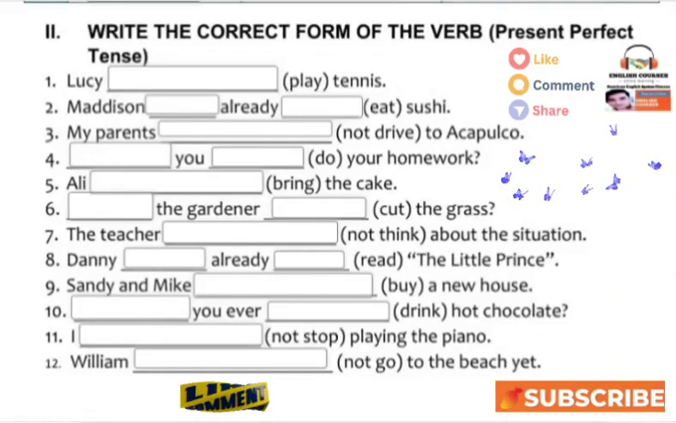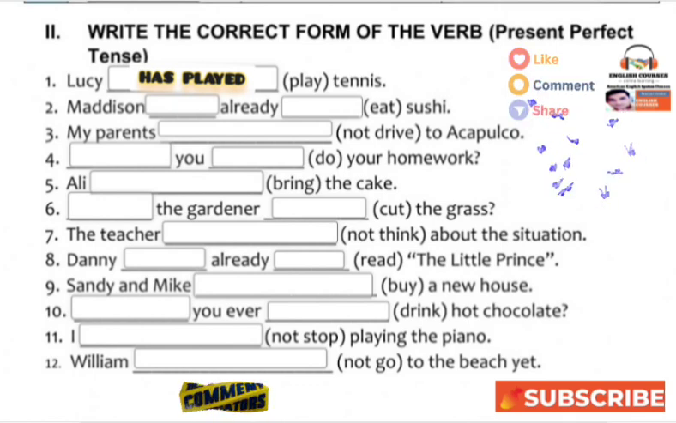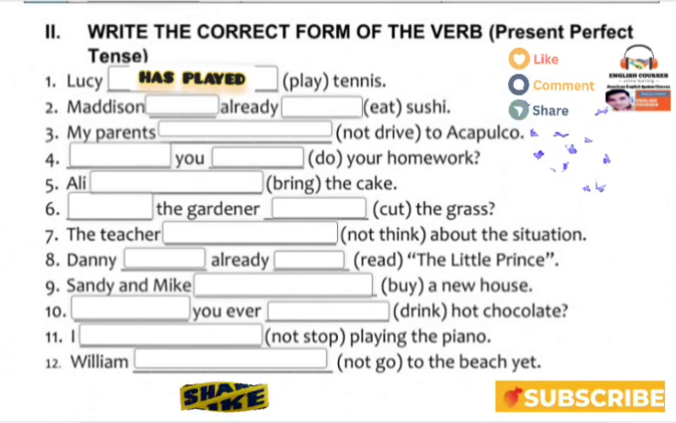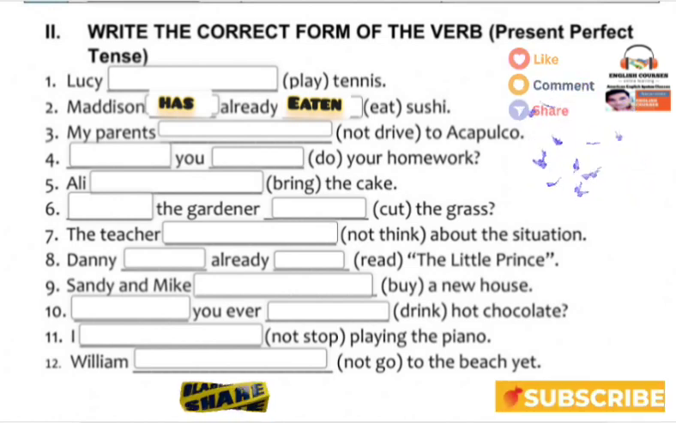In today's class, we are going to learn how to fill in the blanks in present perfect tense. In question number 1, the answer will be has played. Why? Because the subject of the sentence is singular. In question number 2, you can see has plus eaten is the answer because the subject is still singular. In present perfect tense, we use has/have plus the third form of the verb.